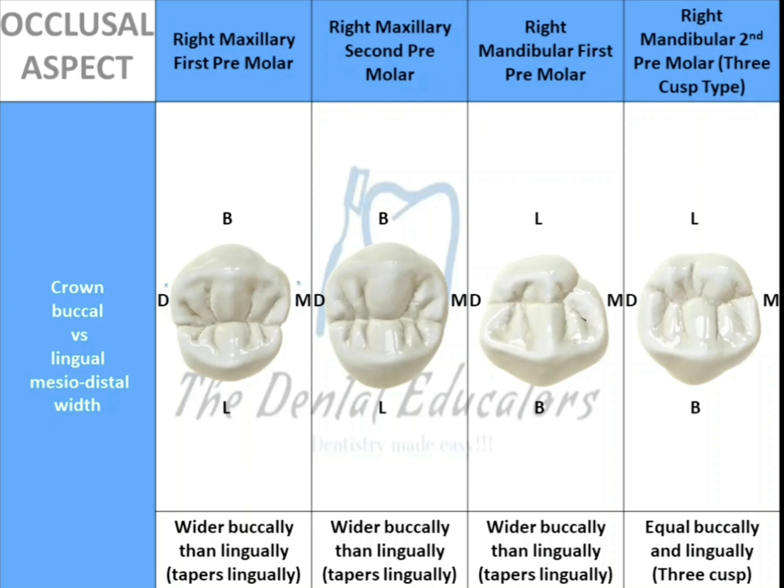Similarly, the mesio-distal dimension is greater for the buccal cusp than for the lingual cusp of the maxillary second premolars and the mandibular first premolars. Additionally, similar to maxillary first premolars, both maxillary second premolars and mandibular first premolars have a tendency to taper lingually due to the smaller mesio-distal dimension of the lingual cusp than the buccal cusp. The three-cusped mandibular second premolar has a mesio-distal dimension of the buccal cusp equal to the mesio-distal dimension of the 2 lingual cusps, as can be observed in the image below.